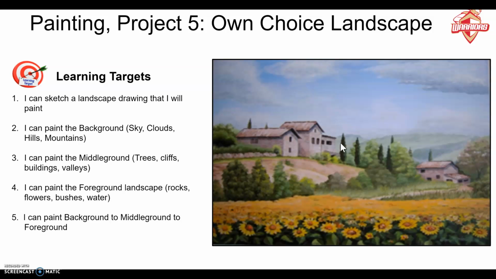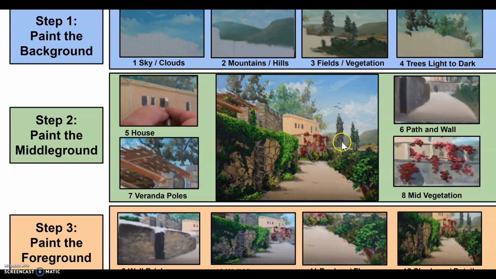So learning target number 2: I can paint the background, which is the sky, clouds, hills, mountains, things like that. Then you're going to paint the middle ground, which is learning target number 3: I can paint the middle ground, which is trees, cliffs, buildings, valleys, whatever you want for your middle ground. Number 4 is the foreground, the stuff up close. I can paint the foreground, which would be rocks, flowers, bushes, water, anything right near you. And learning target number 5 is you can paint from background to middle ground to foreground. So that's the process here.